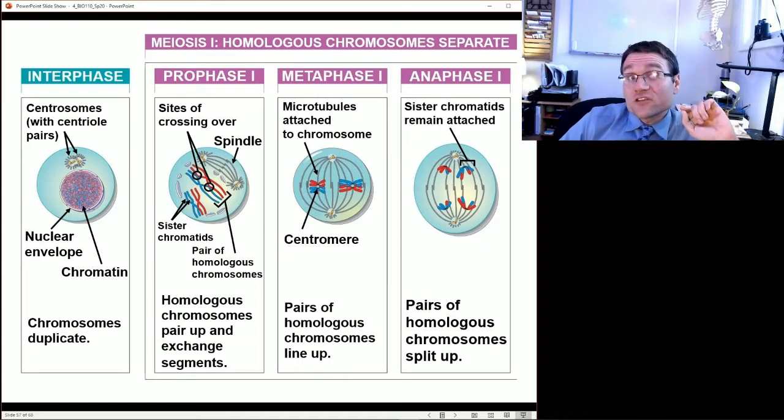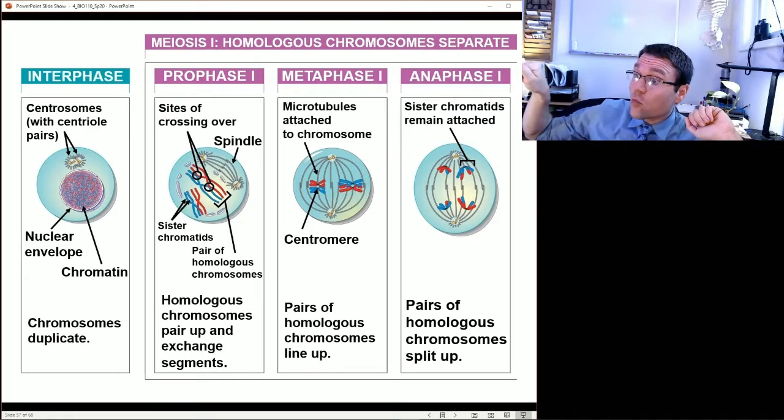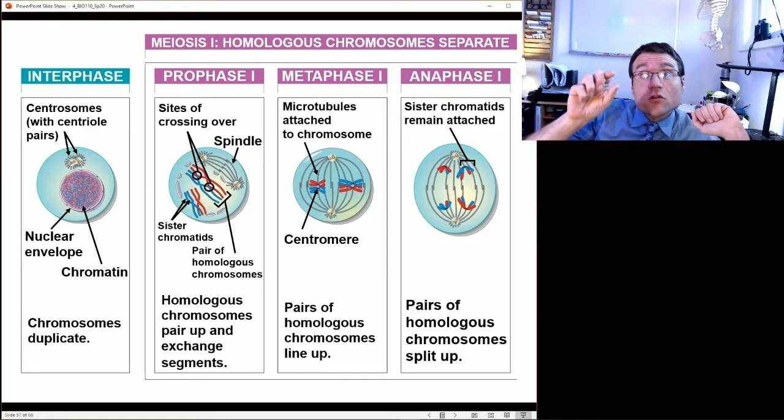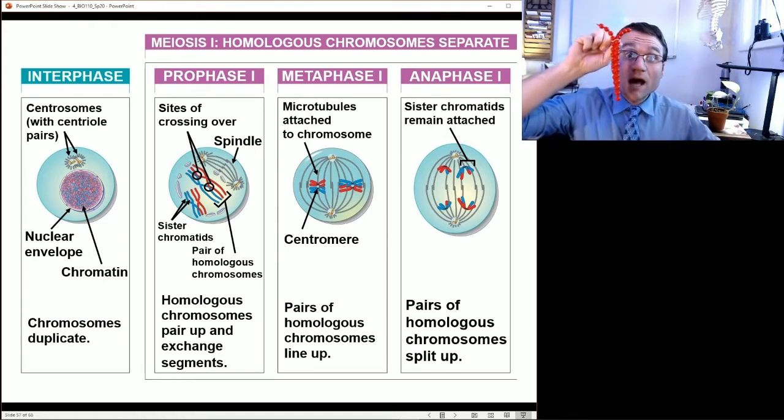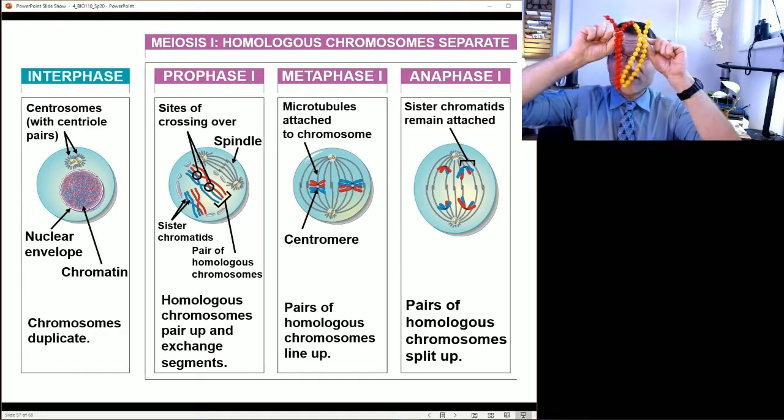Here's the first difference right here in prophase 1. The homologous chromosomes start pairing up with each other. Okay, they pair up next to each other. Here's mom's chromosome 1, and here's dad's chromosome 1.